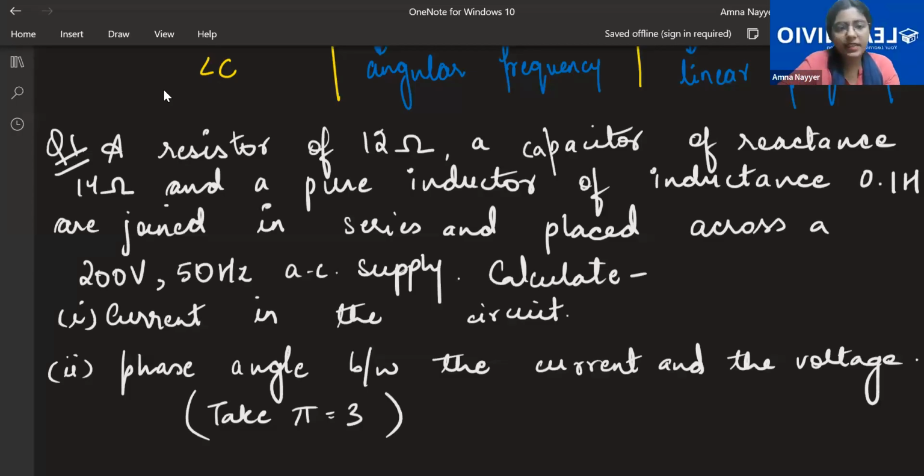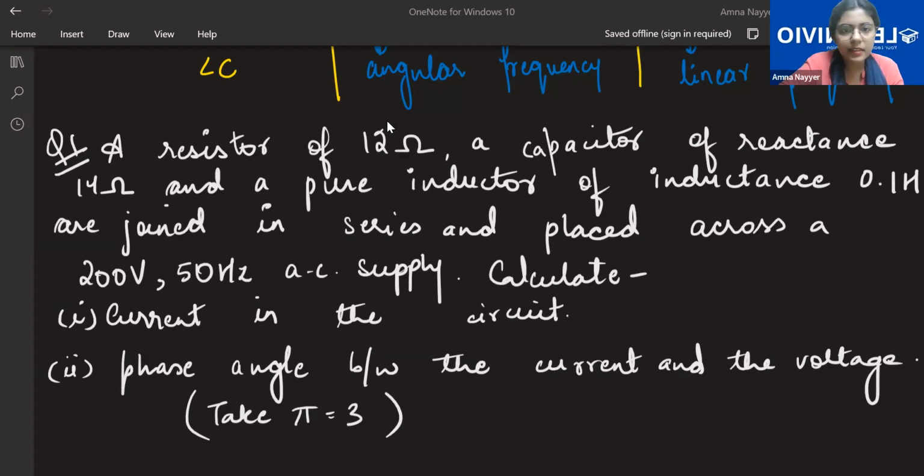Okay, see, this question says a resistor of 12 ohm, a capacitor of reactance 14 ohm, and a pure inductor of 0.1 Henry are joined in series and placed across a 200 volt 50 hertz AC supply. You have to calculate the current in the circuit and the phase angle between the current and the voltage, and it says take pi as 3.